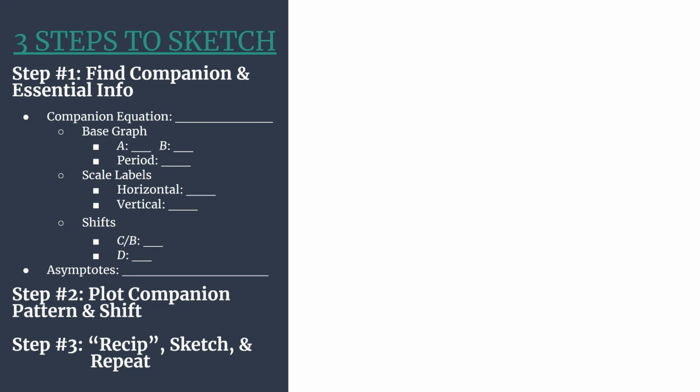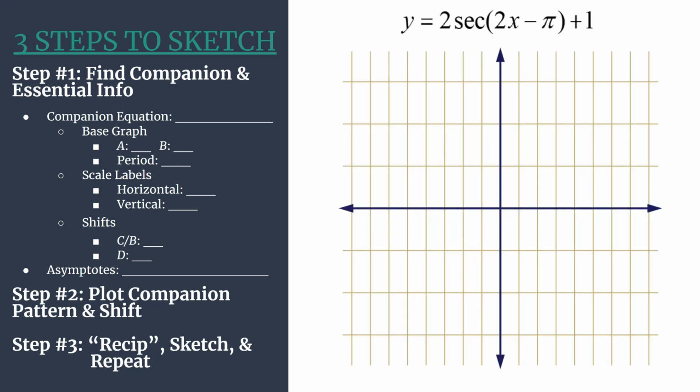In step 2, we'll plot that companion pattern lightly and we'll take care of the shifts. And then step 3 is where we'll create that reciprocal graph. So we'll just transform at some key points and then we'll sketch in the graph and repeat. So let's get started. So again, with step 1, we're finding our companion equation. All you need to do is replace secant with cosine. So our companion equation that we'll be working from is y equals 2 cosine of 2x minus pi plus 1.